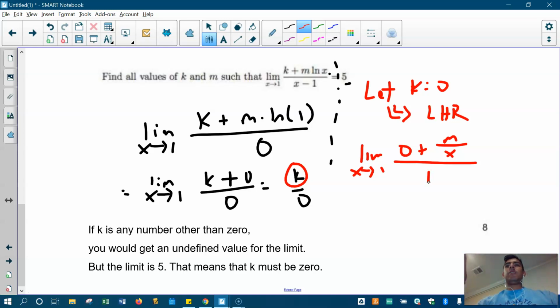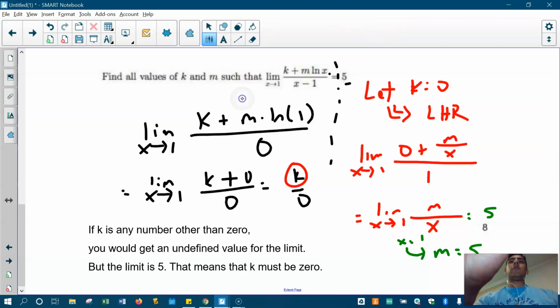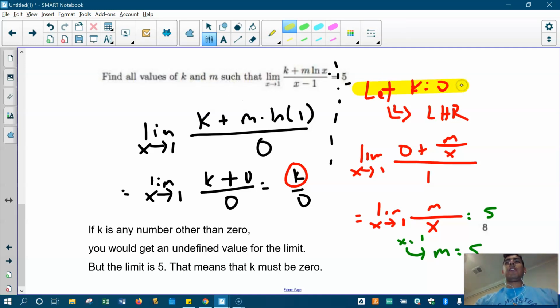So now this is going to be equal to the limit as x approaches 1 of m over x. Okay, now we want this limit to be equal to 5. And when I plug 1 in, I get m equals 5. When x equals 1, m equals 5. Okay, well, there I go. So my two answers: k equals 0. If k equals 0 and m equals 5, that limit will equal 5, which is what I want.